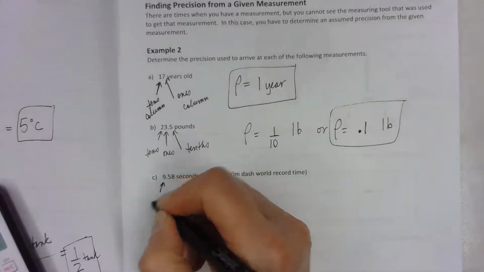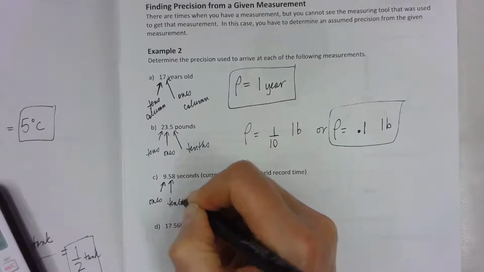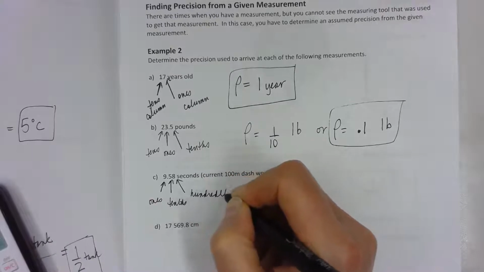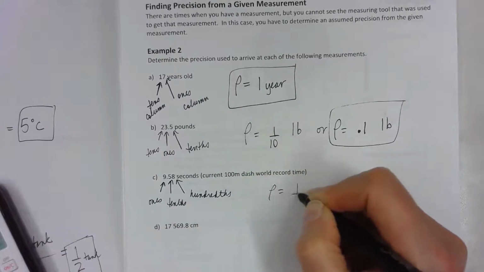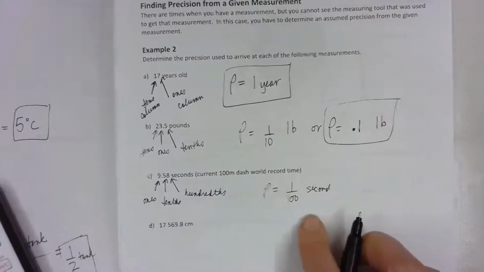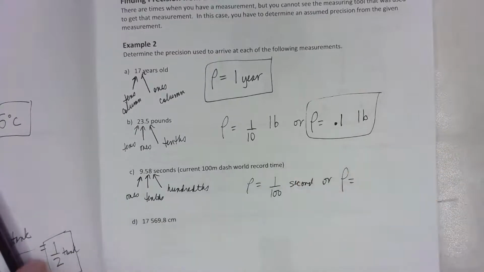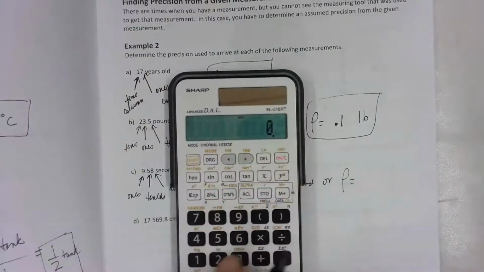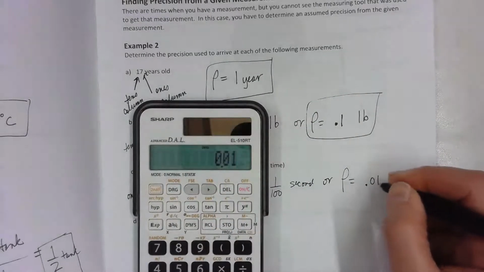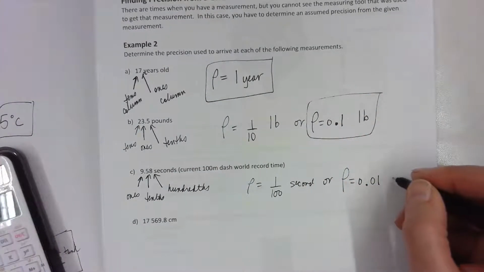Here, this is the ones. That's not the smallest. This is the tenths. That's not the smallest. This is the hundredths. So precision equals 1/100th of a second. Now you can leave it like that, or you might want to do this. 1 divided by 100, and I get 0.01. Now you might want to include your lead 0, that's a little more proper.